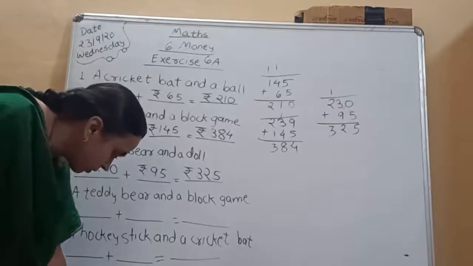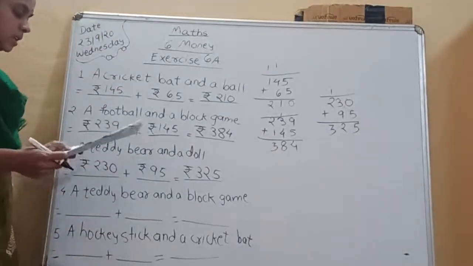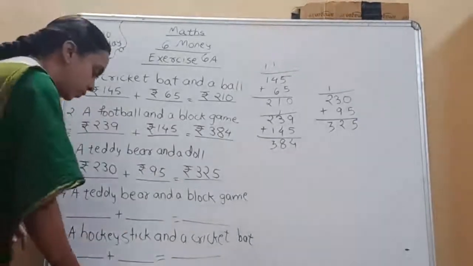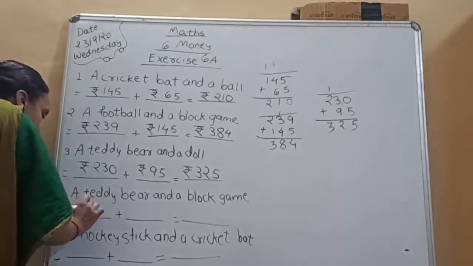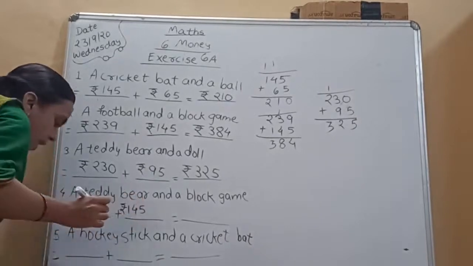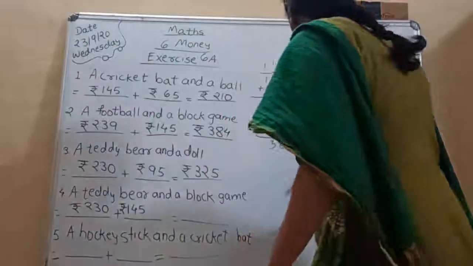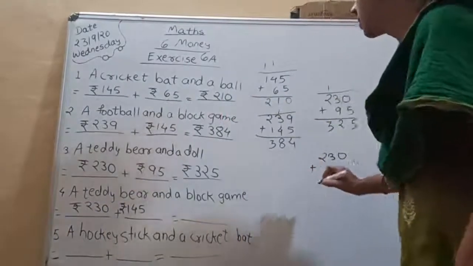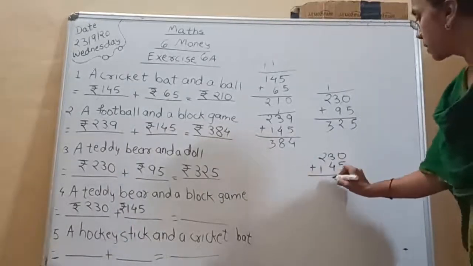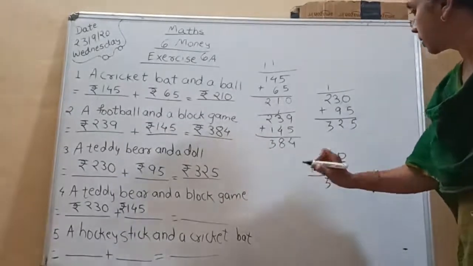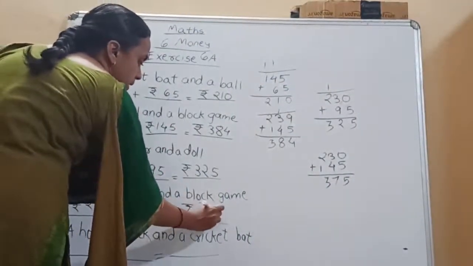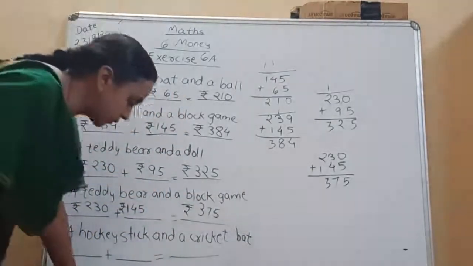Now fourth question. A teddy bear and a block game. What is the price of teddy bear? 230. And a block game 145. So write down here 230 plus 145. Now add this. 5 plus 0, 5. 4 plus 3, 7. 2 plus 1, 3. So what is the answer? Rupees 375. Okay.